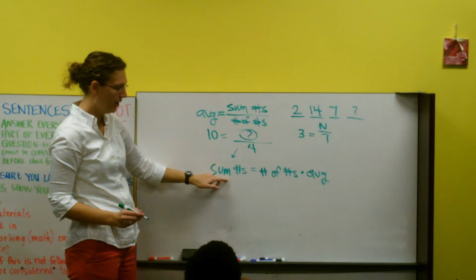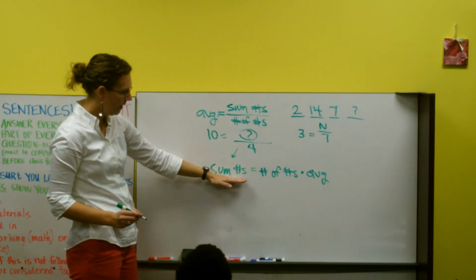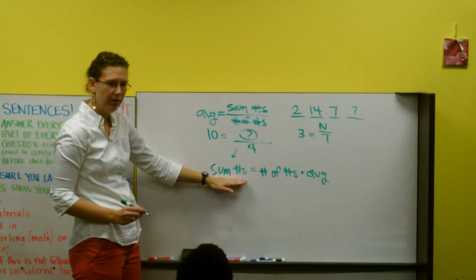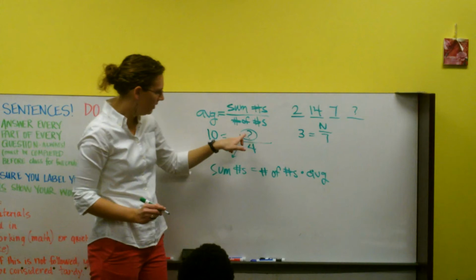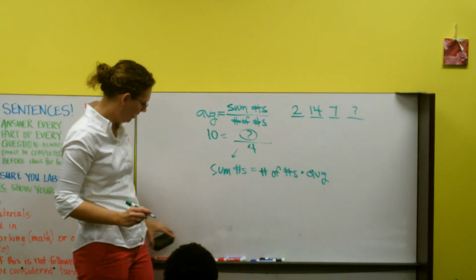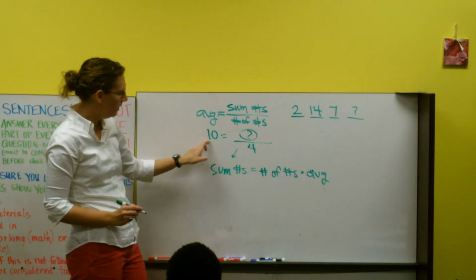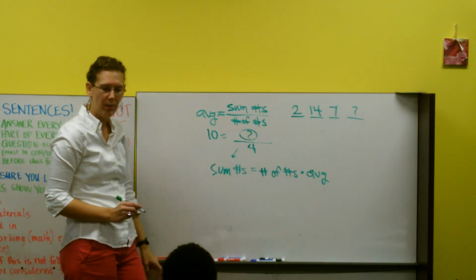I want to know the sum of numbers. The sum is what we don't know, so that's the number that we need to solve for right now. It's like this example. We're solving for this question mark. How do we solve for that question mark? We know our average is 10. We know the number of numbers is 4. So what's the sum of the numbers?